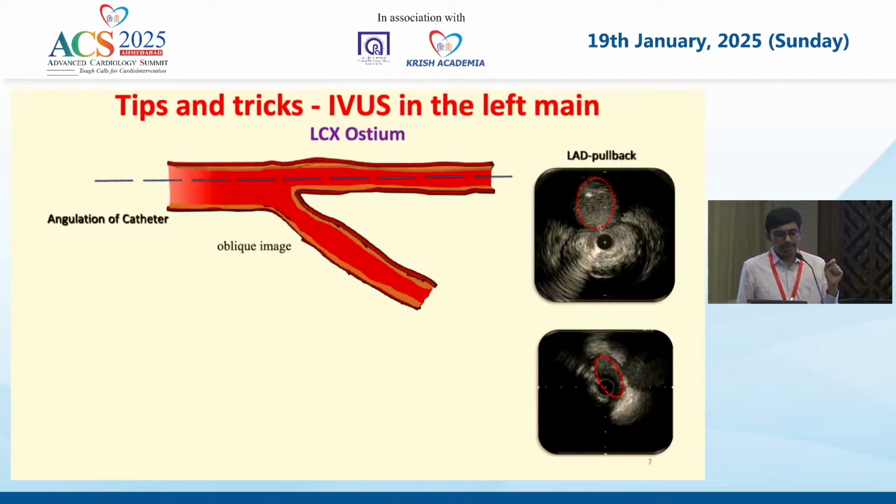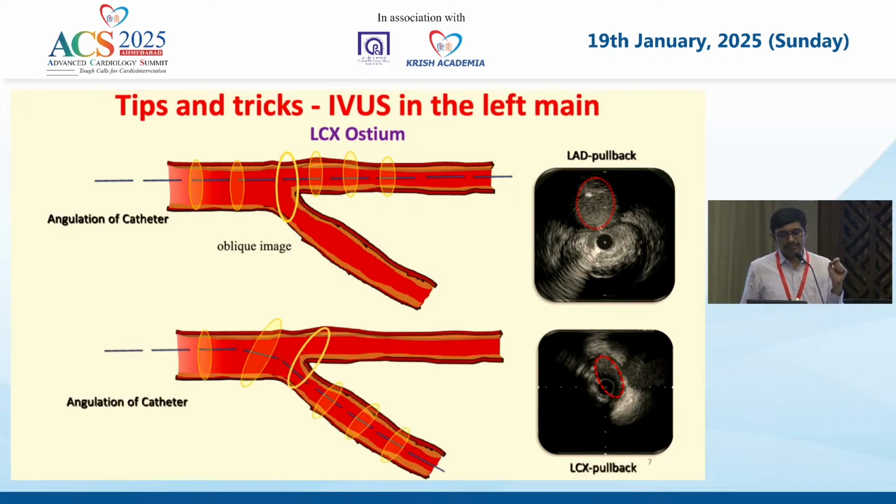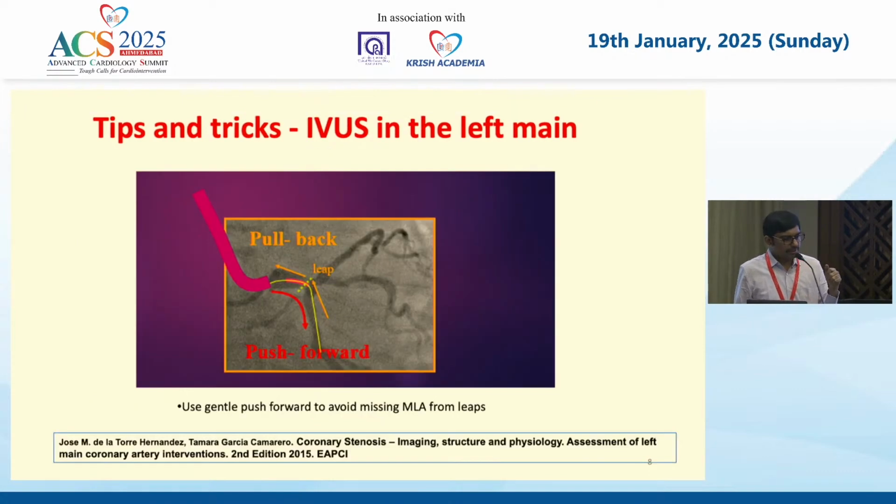And if you want to image your side branch ostium, that is again the LCX, it is very important to do your size estimation from the side branch rather than from the main vessel, where that oblique imaging happens. And particularly when you use Volcano type of catheters in an angulated branch, there is a phenomenon called a leap. The catheter jumps when you come from the angulated branch to the main vessel. So it is important to always use a push forward technique to acquire images, particularly in the angulation, so as not to miss any of the MLA in that place.